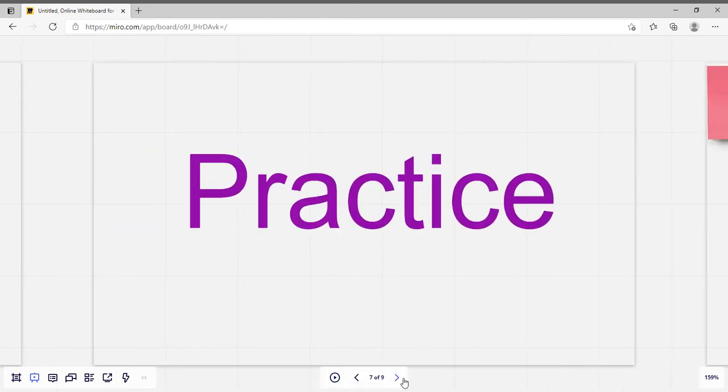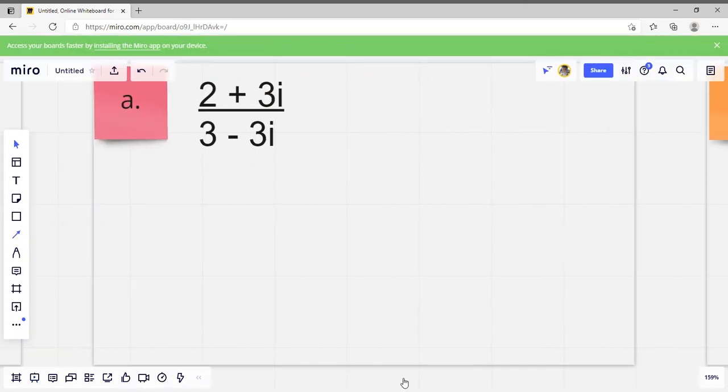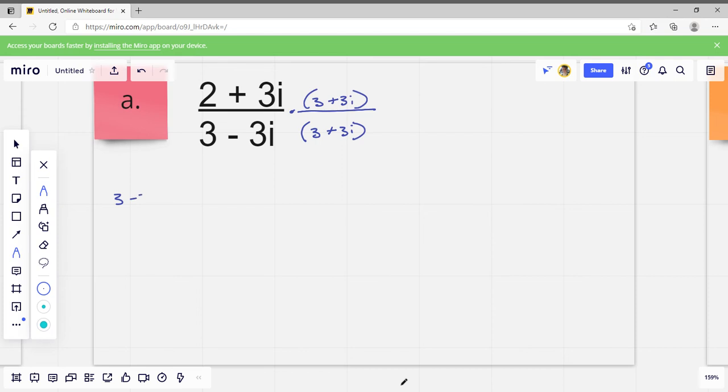Go ahead and pause the video and work the practice problems, and then I'll work them for you. Alright, practice A. We are going to multiply above and below by the conjugate of the bottom of the denominator. So that would be 3 plus 3i. And the same thing on top. Alright, so we'll do the bottom first.